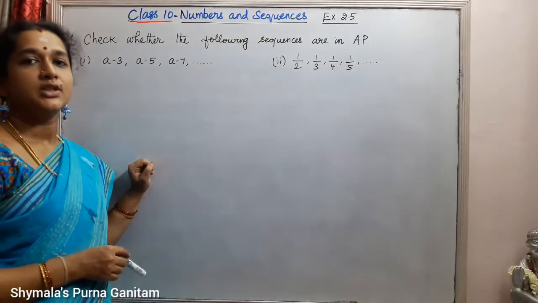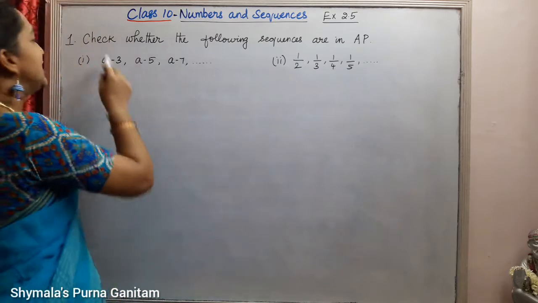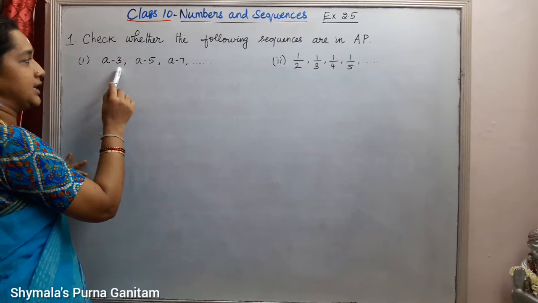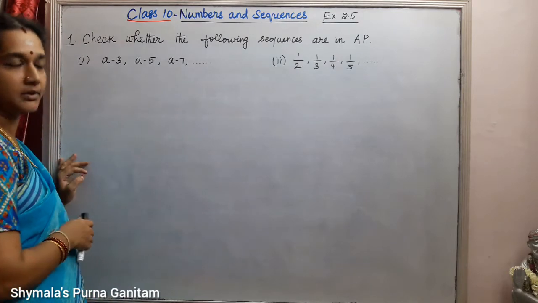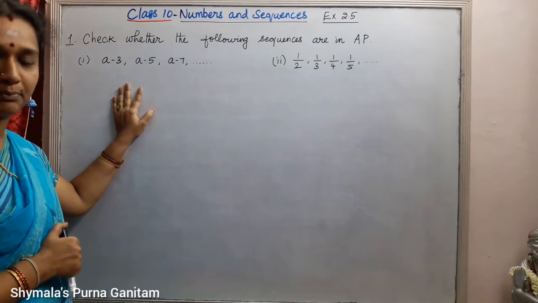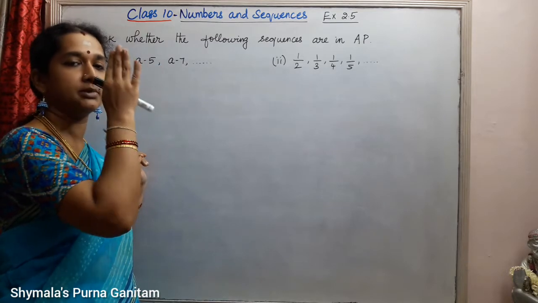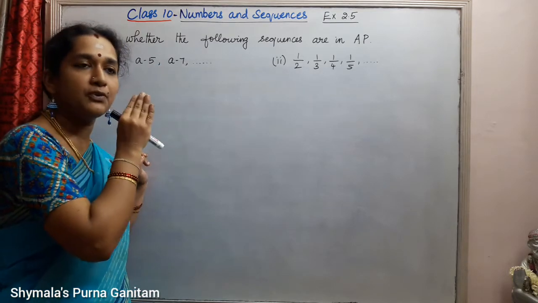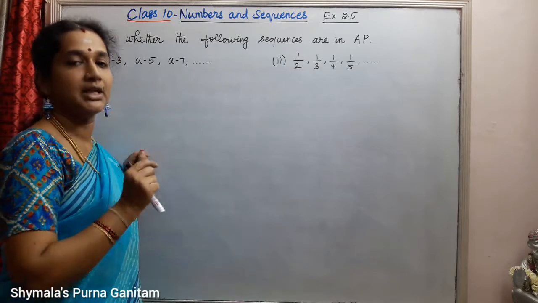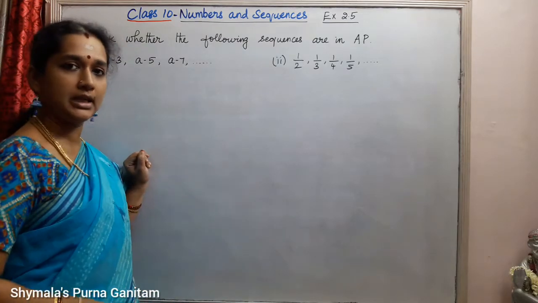Okay, so next we will continue with the exercise sums. Exercise 2.5. Check whether the following sequences are in AP. The first one is a minus 3, a minus 5, a minus 7. If we want to check whether the sequence is in AP, we find the difference between the terms, that is the second term and the first term, the third term and the second term. If the differences between the terms are the same, if all the d are the same, then the given sequence is in AP.